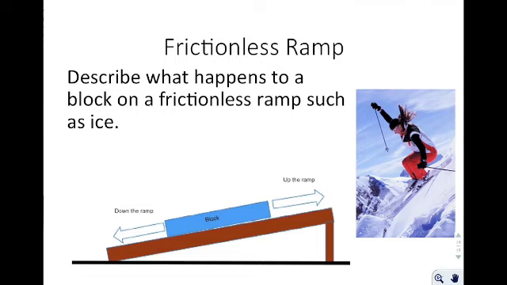So whenever you have a frictionless ramp, it's just like somebody skiing. They just slide right down. The force actually pulls them down. But on a friction ramp, the friction opposes the motion of the object, and it can actually act in the opposite direction.